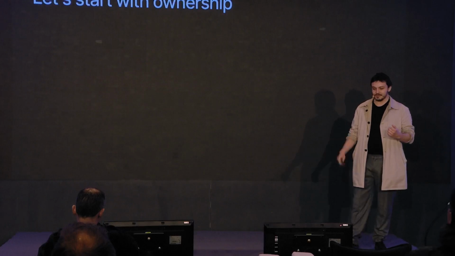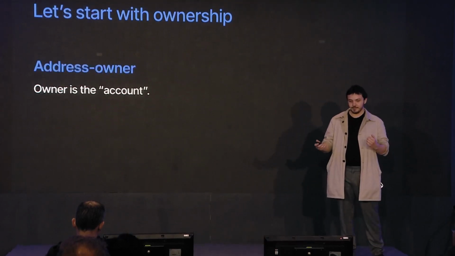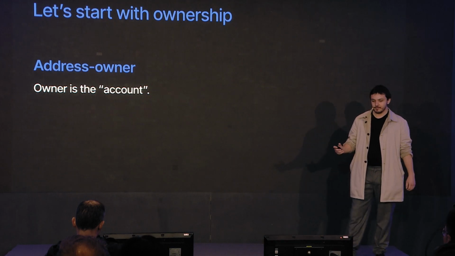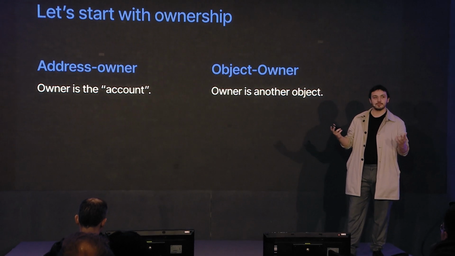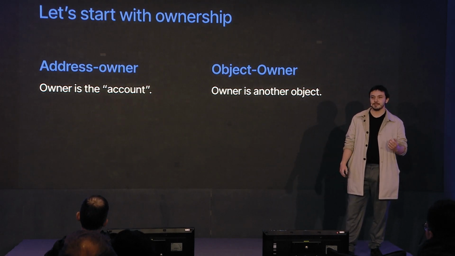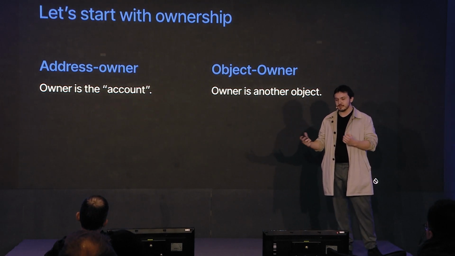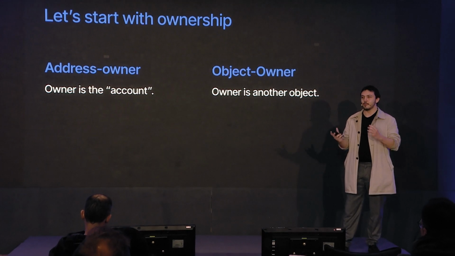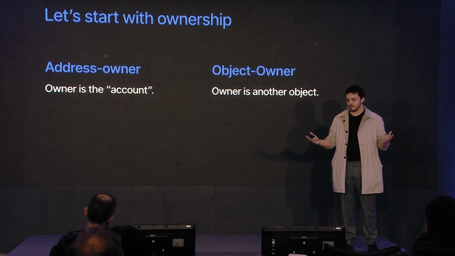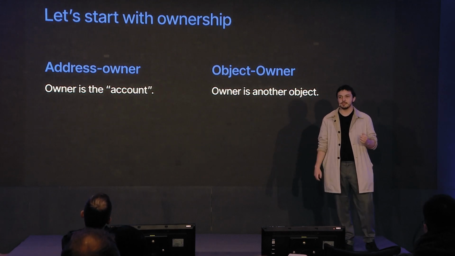We have true ownership, and we can have an address that owns an object. That's the purest form of true ownership. We have object ownership. That means that an object can own another object. That's usually done through wrapping an object. That can be done with transfer to object, which is a new feature, or by using dynamic fields.